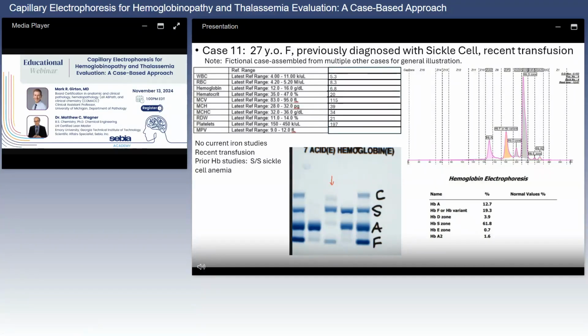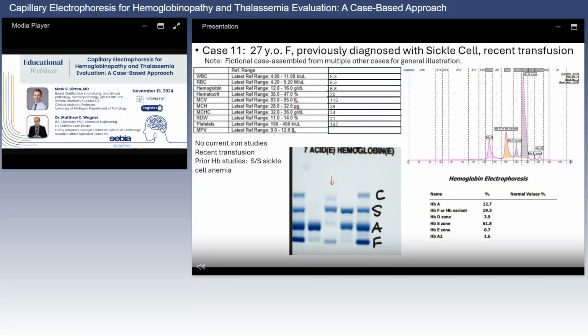Here in case number 11, we have our fictional 27-year-old female patient previously diagnosed with sickle cell anemia who has undergone a recent transfusion. Looking briefly over the CBC, we note the anemia which we would expect to be associated with sickle cell anemia. And we see, in broad strokes, the profile on the electrophoregram is also about what we would expect. We see a low amount of A, an elevated amount of hemoglobin F, likely from hydroxyurea treatment, and a large proportion of hemoglobin S.